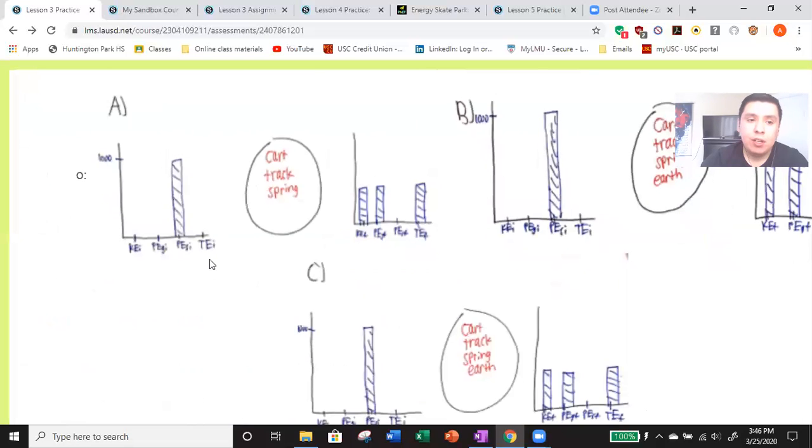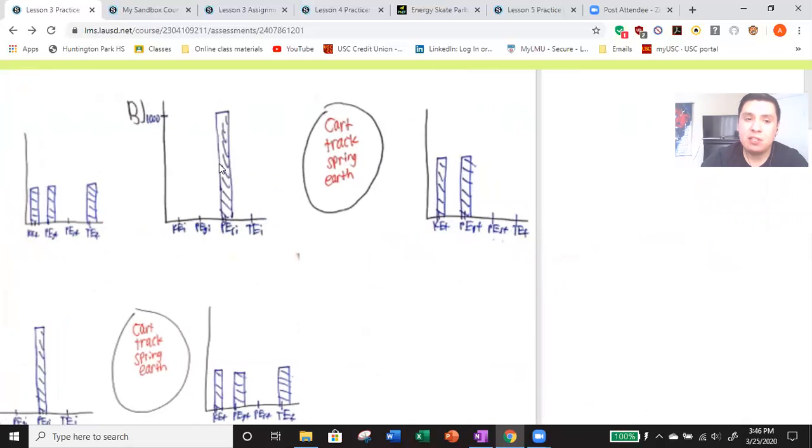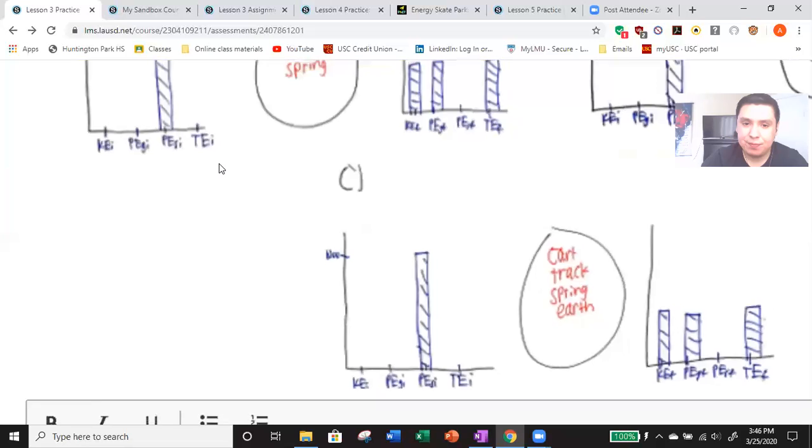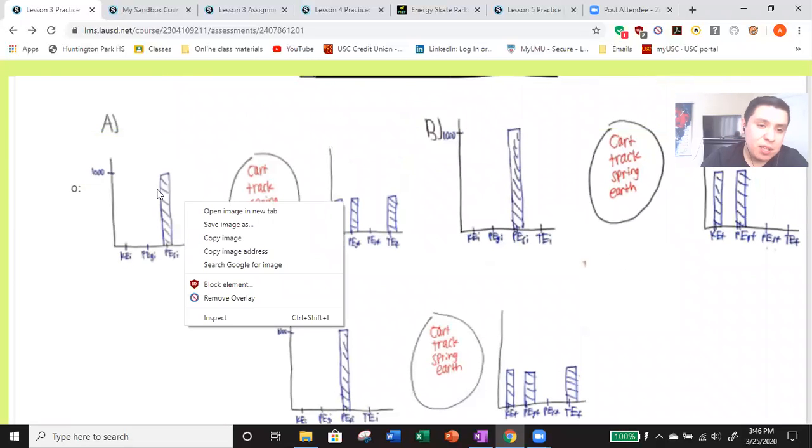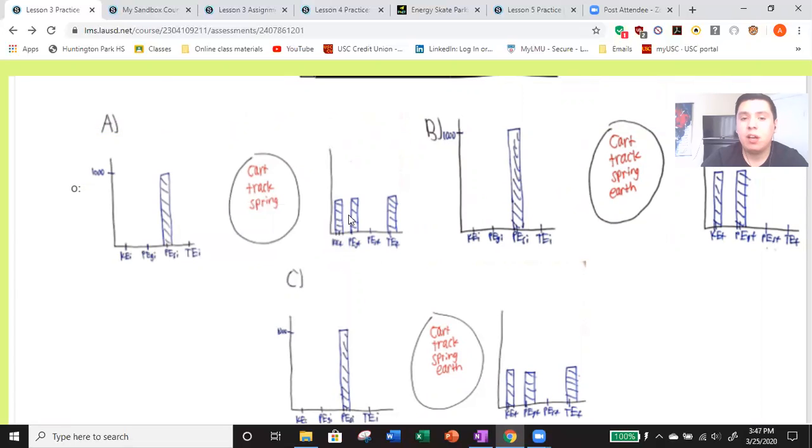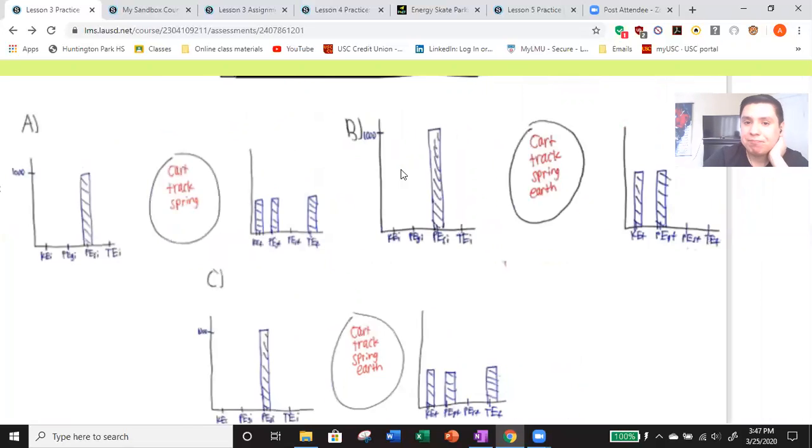Let's take a look at A. For all of them, the initial cases are all the same. We have PES at 1,000. A has PES initial at 1,000, then around here, about a third for each of kinetic energy, potential energy, and thermal. And then they have the cart, track, and spring for the system. Remember, L is the first initial case, the O is the system, and the last L is the final case. This doesn't have everything in the system. You're missing the earth, so it can't be A.